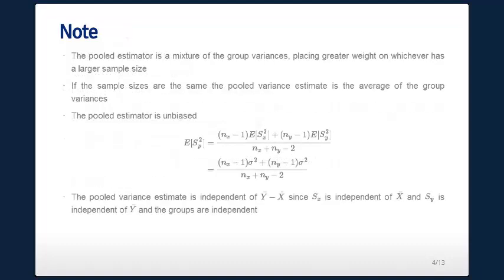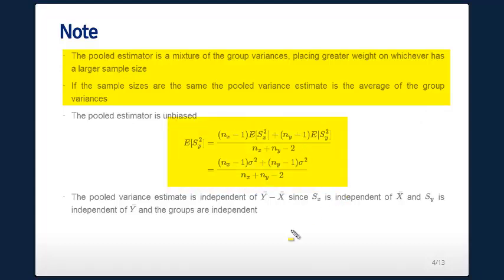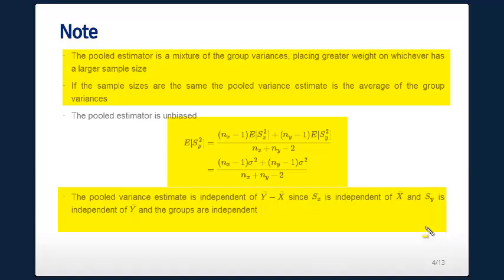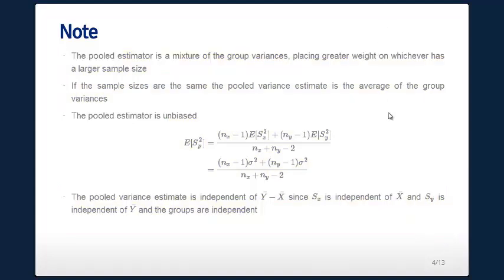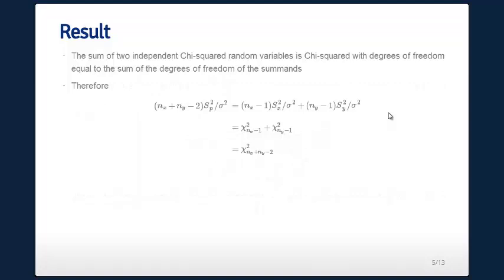Okay, so I just repeat these statements here. The pooled variance is unbiased because the individual ones are unbiased. You can just go through the steps right there. It's pretty easy. And it turns out the pooled variance is independent of y bar minus x bar. We don't really cover that in this class, but take my word for it. It's true.